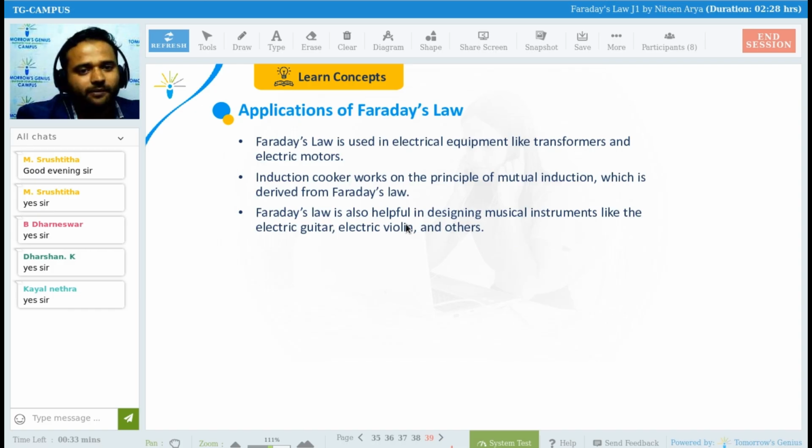Applications of Faraday's law, very important. We're going to discuss them in the next classes. Faraday's law is used in electrical equipment like transformers and electric motors. Whenever we want to convert energy from electrical to mechanical, or from mechanical to electrical, we use this particular concept.